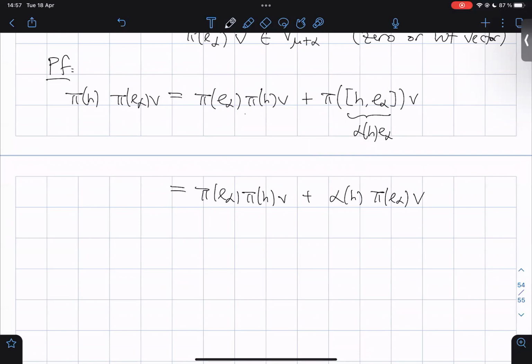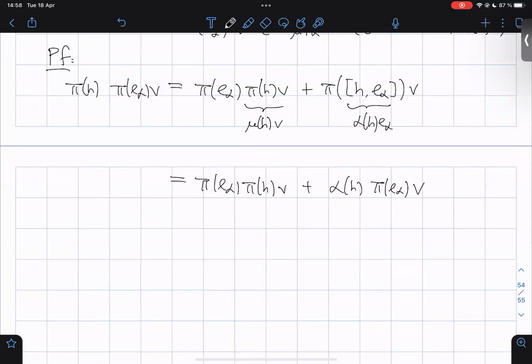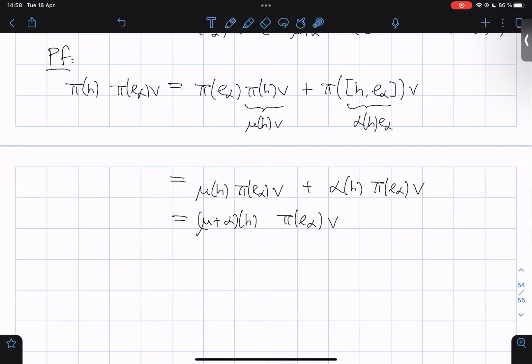Oh, that's right. I actually wanted to do this over here as well. Mu of H, because pi of H acts on V. V is a weight vector with weight mu. So I have mu of H times V. Again, this is a number, so I can move it past this linear operator. So we have mu of H pi E alpha V. And this is a number, this is a number. Let's just collect those numbers together and rewrite. So that's a number, like that. And then we're done.